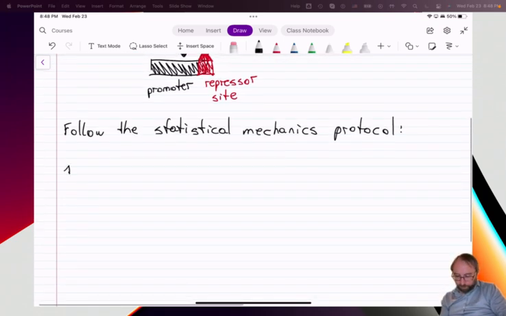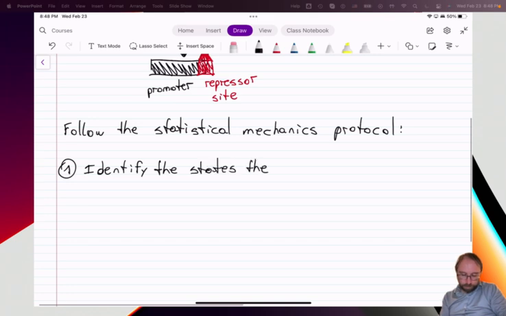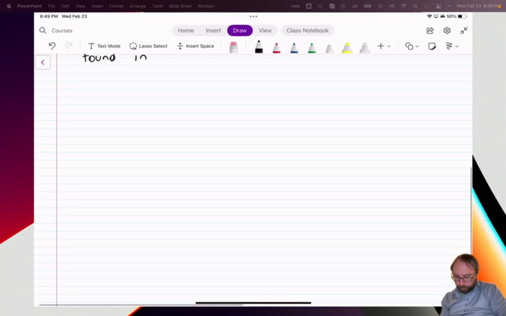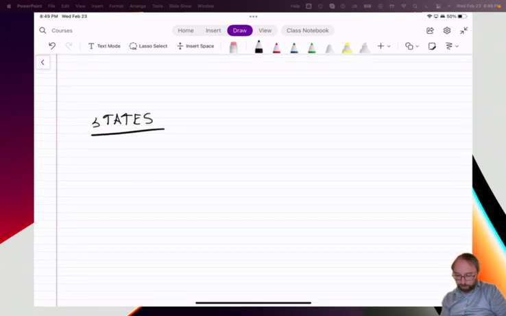So the first thing is to identify the states the system can be found in. Right? So let's do it here. So I'm going to have here states. So what can happen to this system? So let's just draw our little promoter with a repressor binding site.